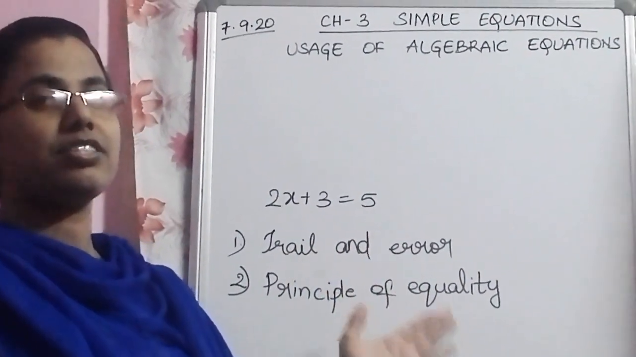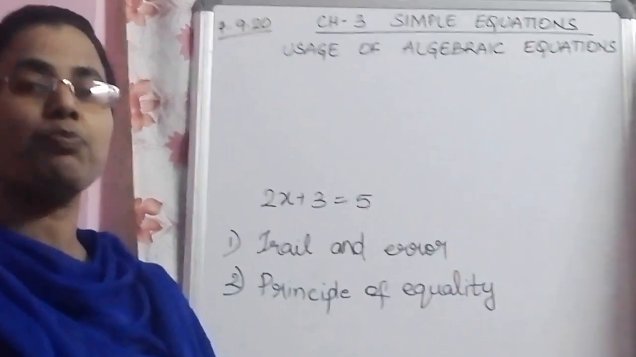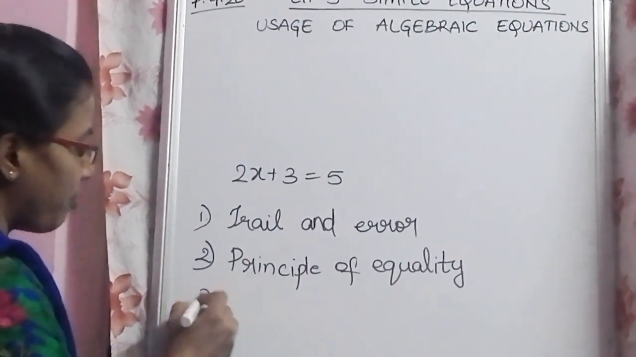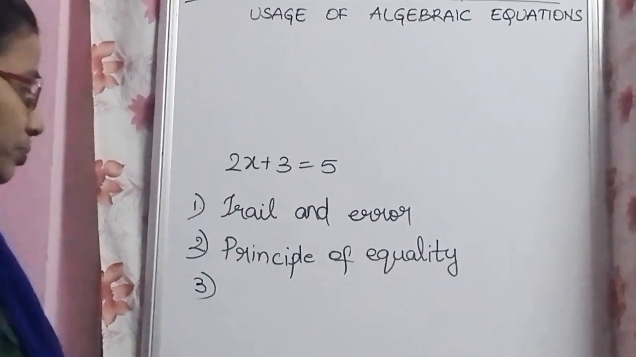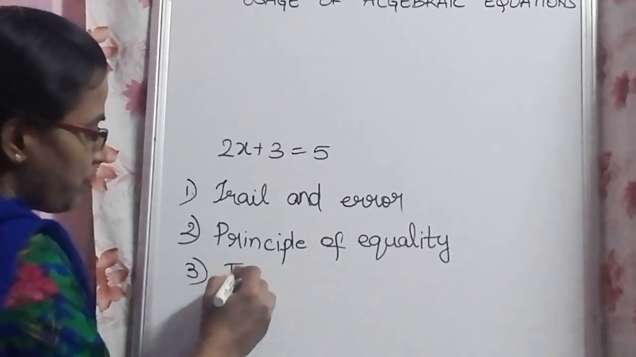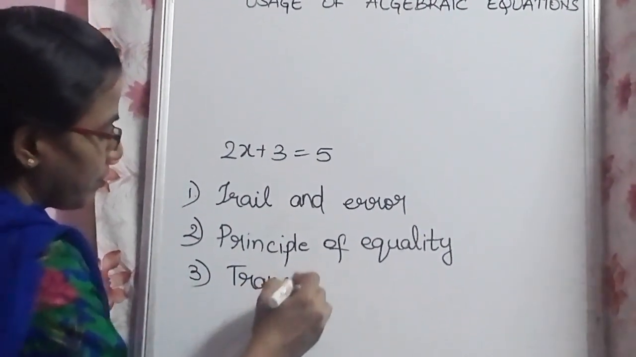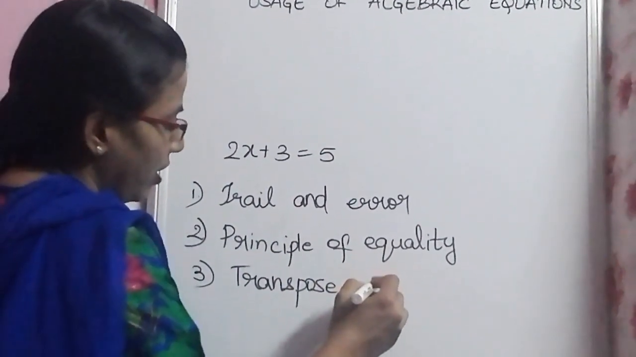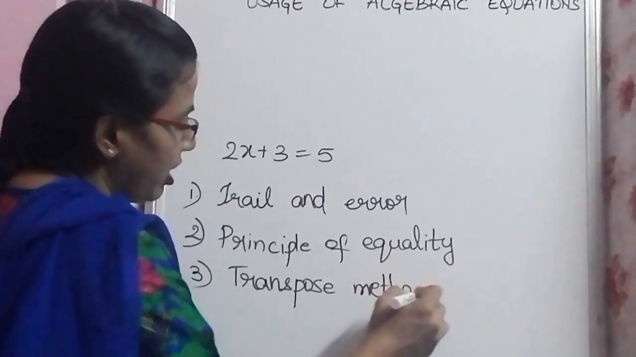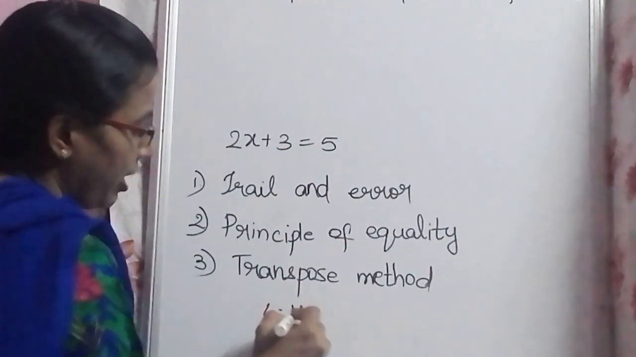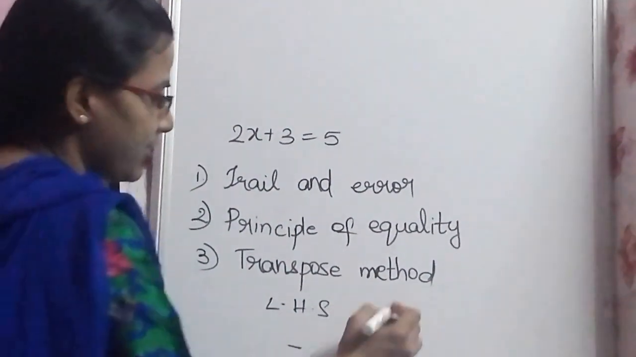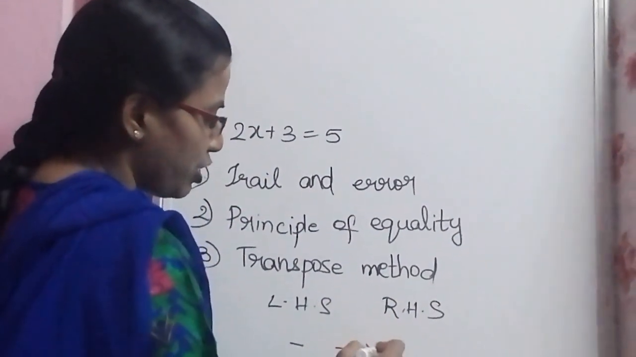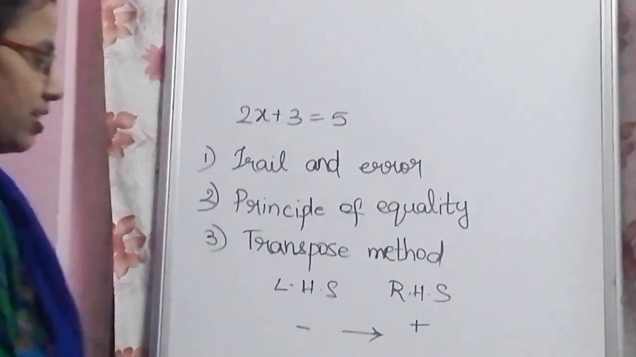But there is one more method which is mostly used in higher classes. The name of the method is transpose method. In this method, we have learned that in LHS, if a minus sign is there, when it goes to the RHS, when it transposes, it becomes plus.